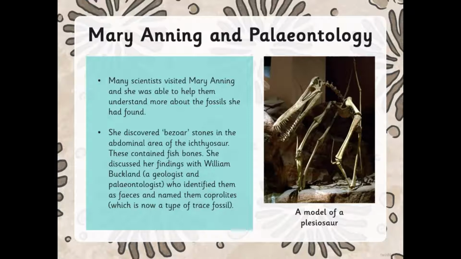She discovered bezoar stones in the abdominal area of the Ichthyosaur, and these contained fish bones. So she discussed her findings with William Buckland, who was a geologist and a paleontologist, who identified them as species and named them coprolites, which is now a type of trace fossil. So remember, that was the poo that we were talking about earlier on, fossilized poo.